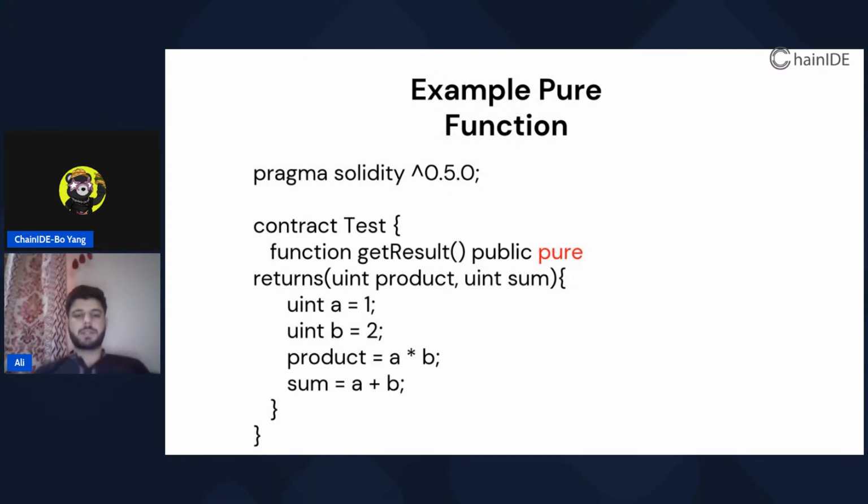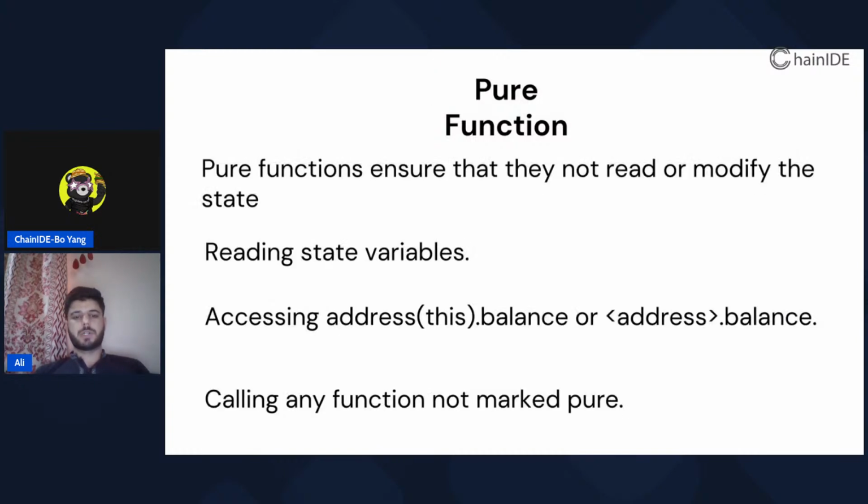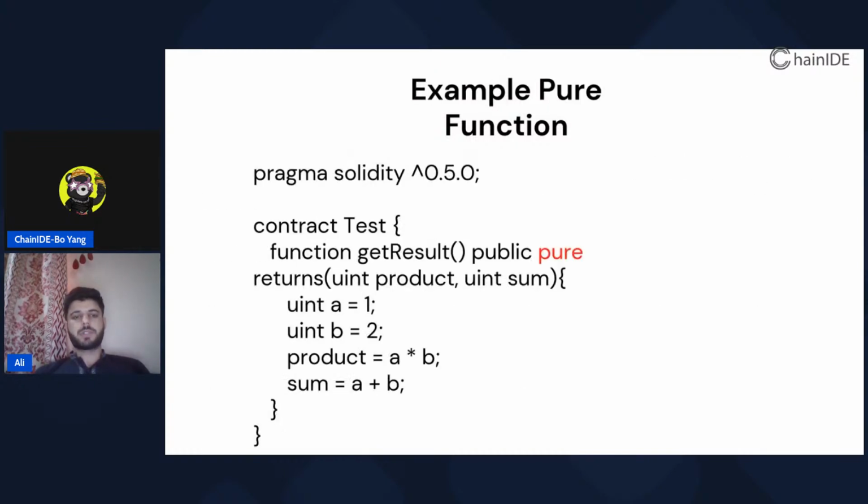Here we have an example of a pure function. Here the function is defined as pure. So we cannot use the state variables, or we cannot use these commands in a function defined as pure.